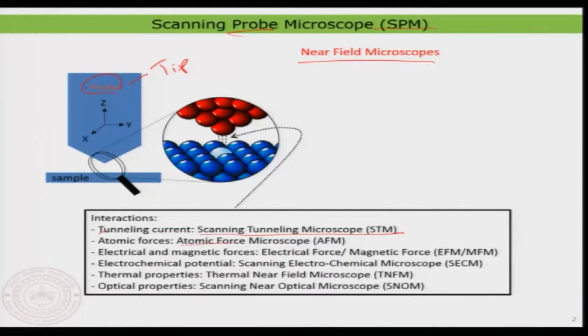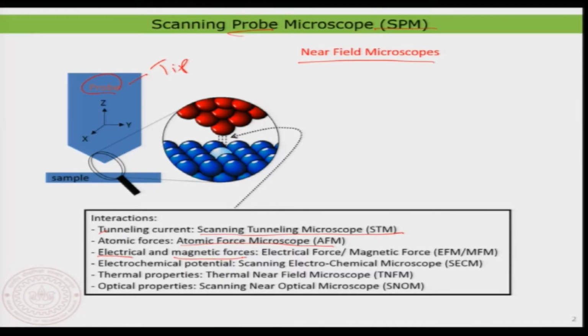So, you are ideally measuring the tunneling current across the surface, and then you are probing the surface as a function of tunneling current and the xy plane. So, that is what you do. Now, if you are measuring something like atomic forces that is acting between the surface and the tip, then you have something known as atomic force microscope. Then you can measure many different other forces like electrical force, magnetic force.